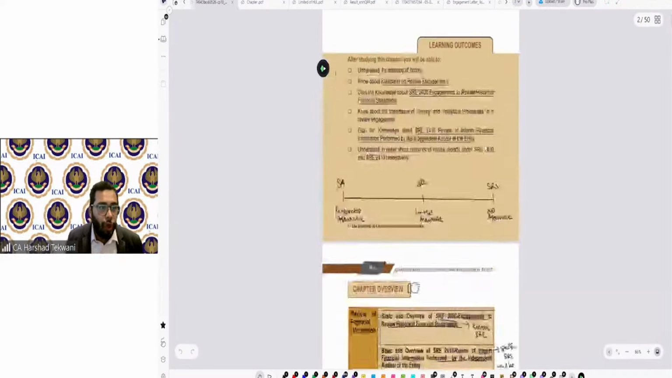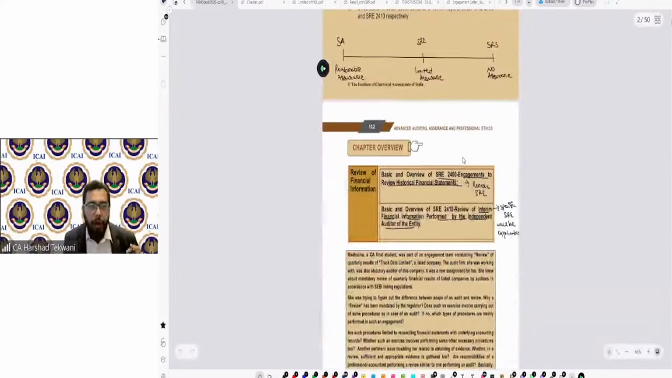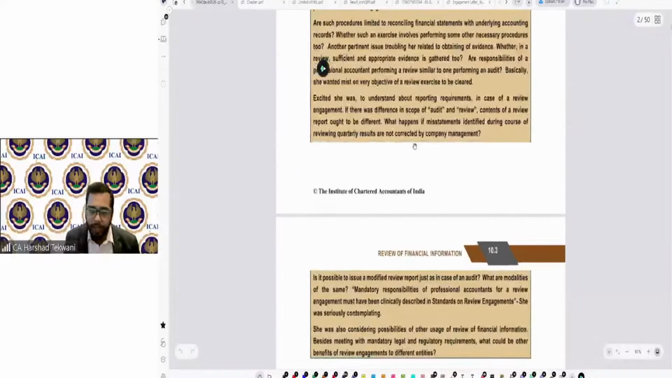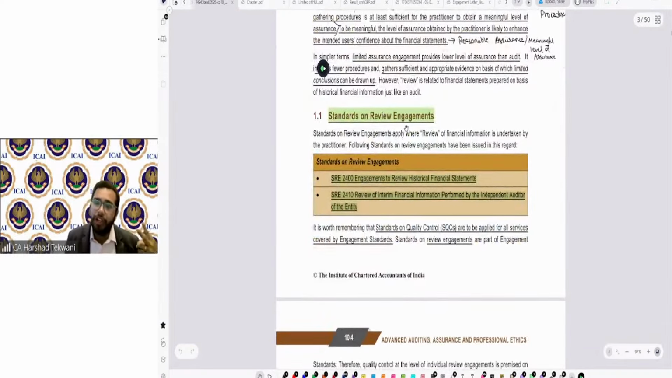So what we discussed in chapter 10: we discussed SRE, and how a review engagement is different from your audit. We discussed in detail what a review engagement is: a limited assurance engagement with review procedures, where we have limited assurance compared to reasonable assurance. Then we understood there are two standards which cover review engagements, limited assurance engagements, that is SRE 2400 and SRE 2410.